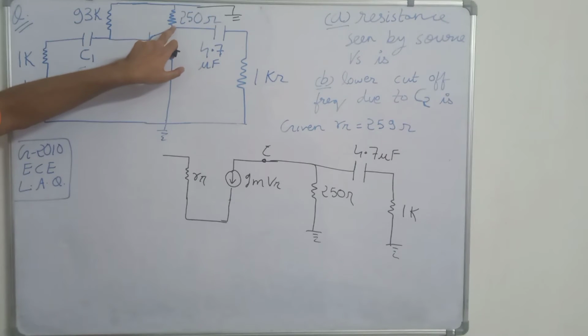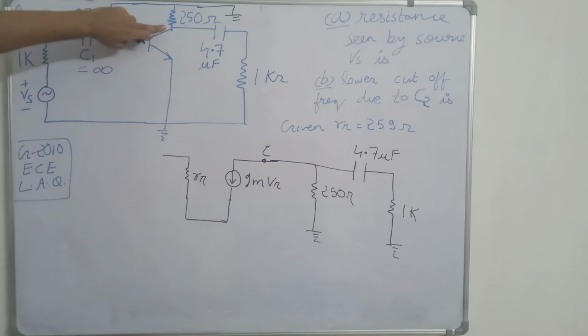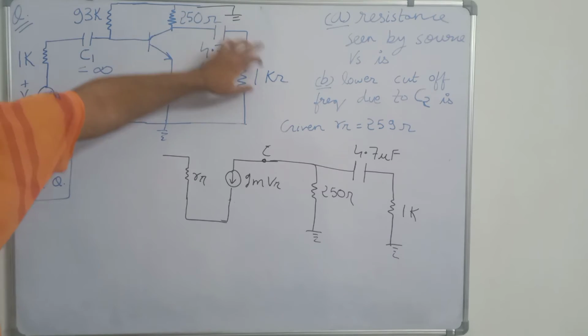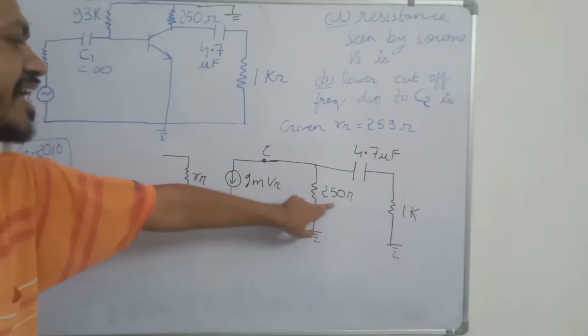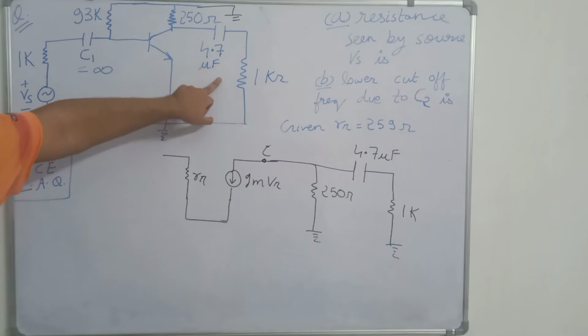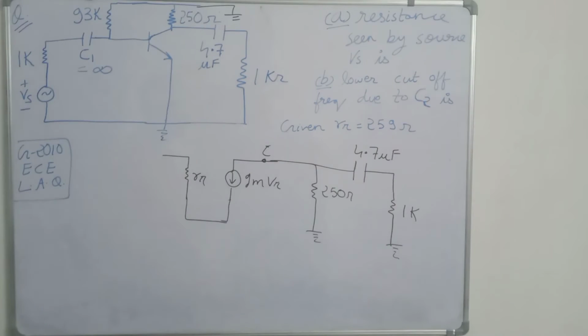Because this is the collector junction, this 250 ohm is connected between collector and ground. So I have connected 250 ohm between collector and ground. Then this 1 kilo ohm is connected between collector and ground through 4.7 microfarad capacitor. So I have connected 1 kilo ohm resistor through 4.7 microfarad capacitor. This capacitance is infinite, so for AC analysis it will be replaced by a short circuit. So we can replace it by a short circuit.